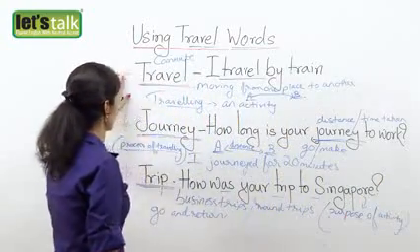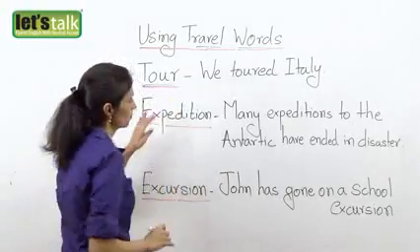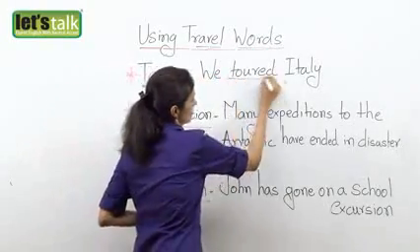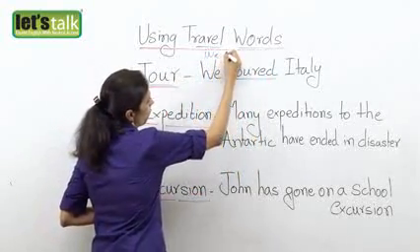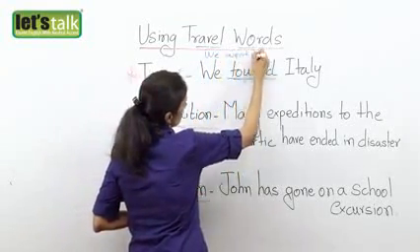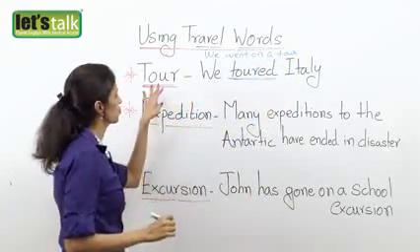Okay friends, so these are the 3 words we learned, and we'll take a look at some more. So the next word is tour. We toured Italy. You can also say you go on a tour. Now when do we use the word tour?